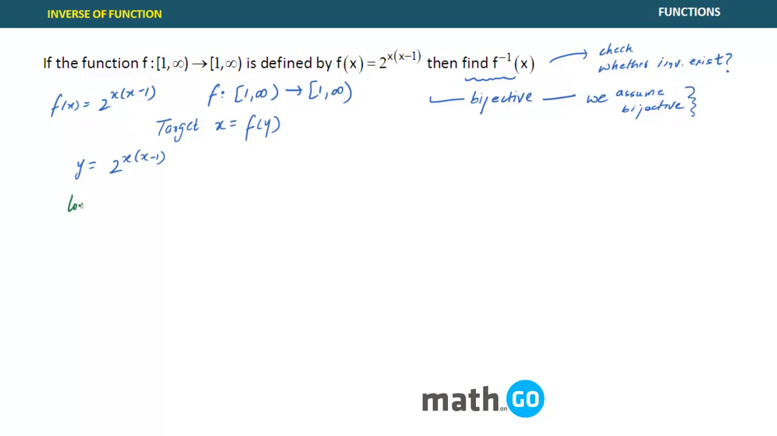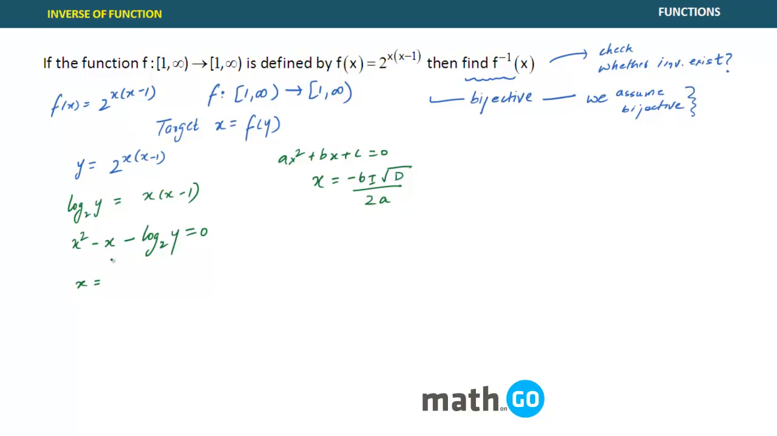Yes, immediately take log with base 2, right? And this will reduce to x into (x minus 1), and this actually now reduces to a quadratic, if you see, and this could be written something like this. So how do you solve a quadratic? Very simple stuff, ax square plus bx plus c equal to 0. We know that the roots of this equation are minus b plus minus root d by 2a. Similarly, apply the same stuff here.